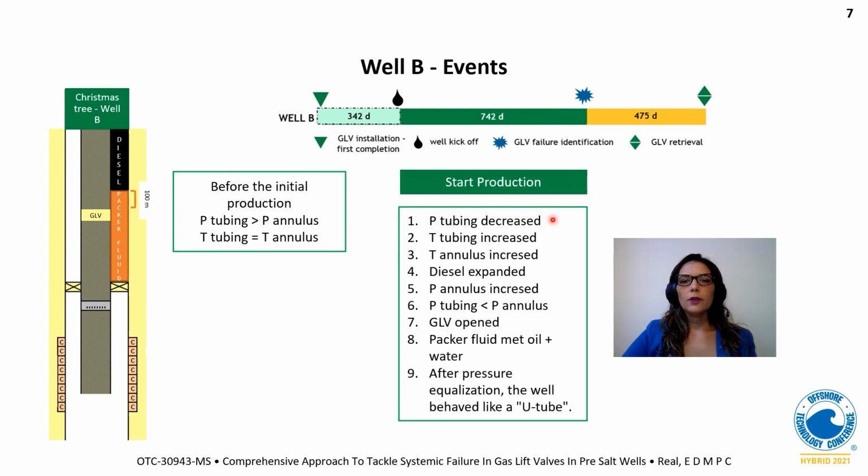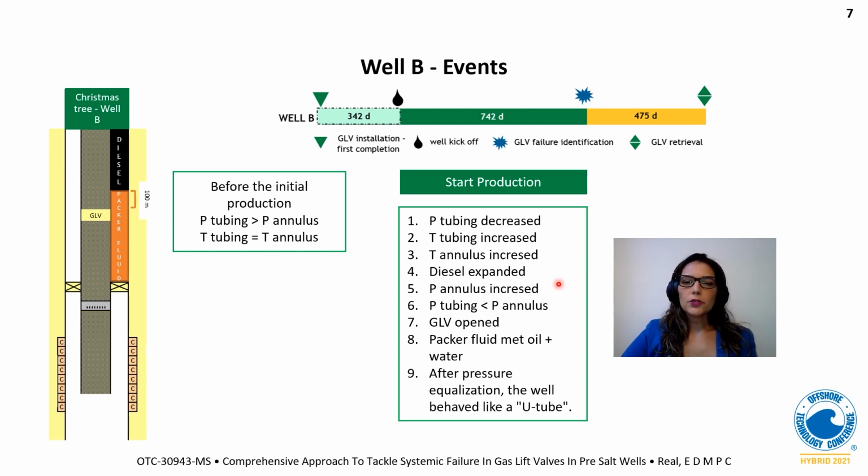Probably, when well B was kicked off, the tubing pressure decreased after the flow started. Because of that, the tubing temperature increased, and, as a result, the annulus temperature also increased. There was only liquid inside the annulus, and the Christmas tree annulus valve was closed. Then, the diesel expansion resulted in the annulus pressure increase.